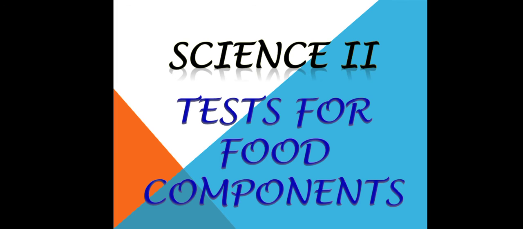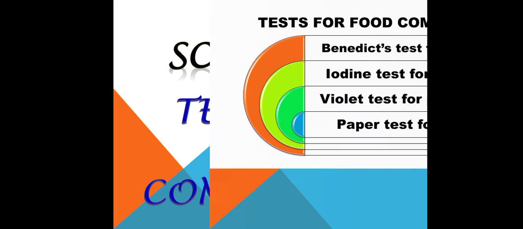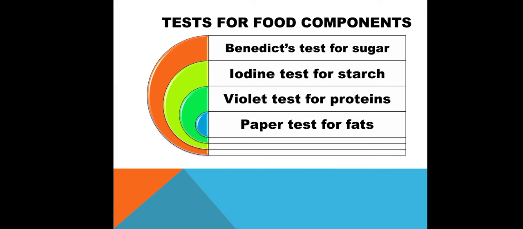Already in previous classes we discussed what are the types of components. What are the types of components? Carbohydrates, fat, protein, vitamins, minerals, roughage and water. Today we are going to discuss test for food components. What are the tests? Benedict test, iodine test, biuret test and paper test.